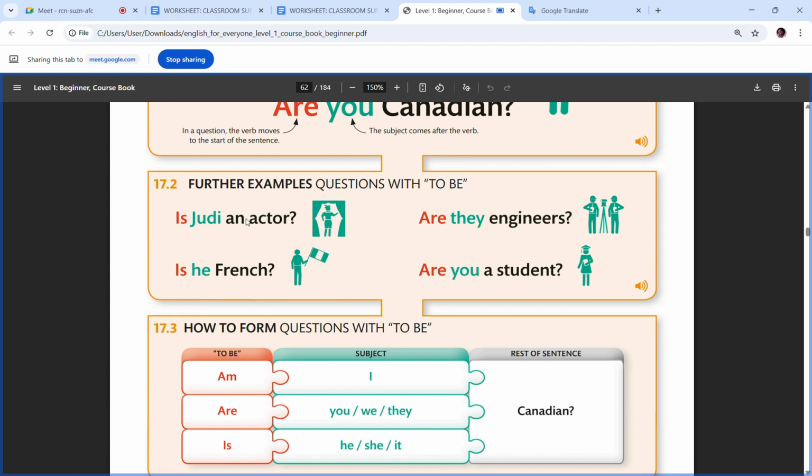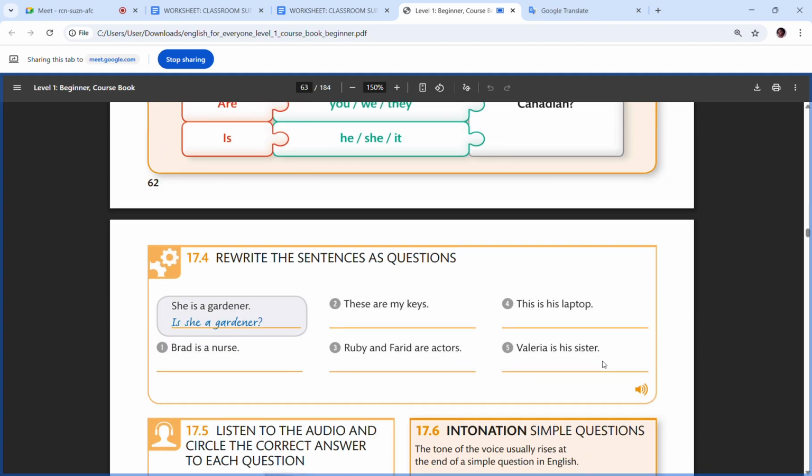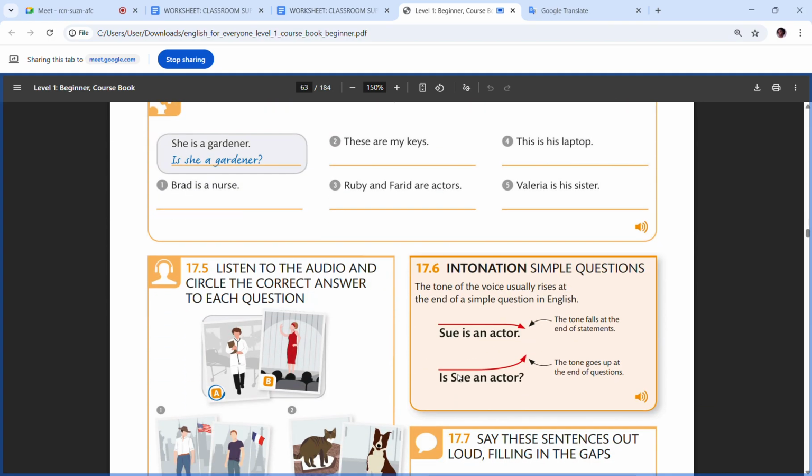Is Judy an actor? Right? Is he French? Are they engineers? Right? Are you a student? Right? I can also say, are you students? Right? So it's important to remember.